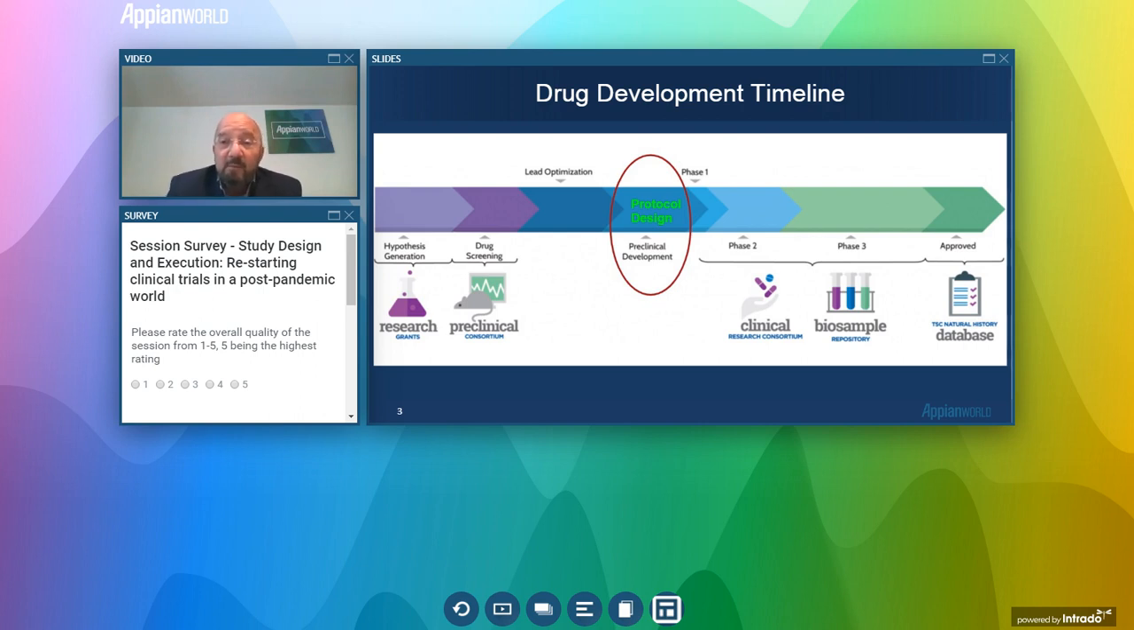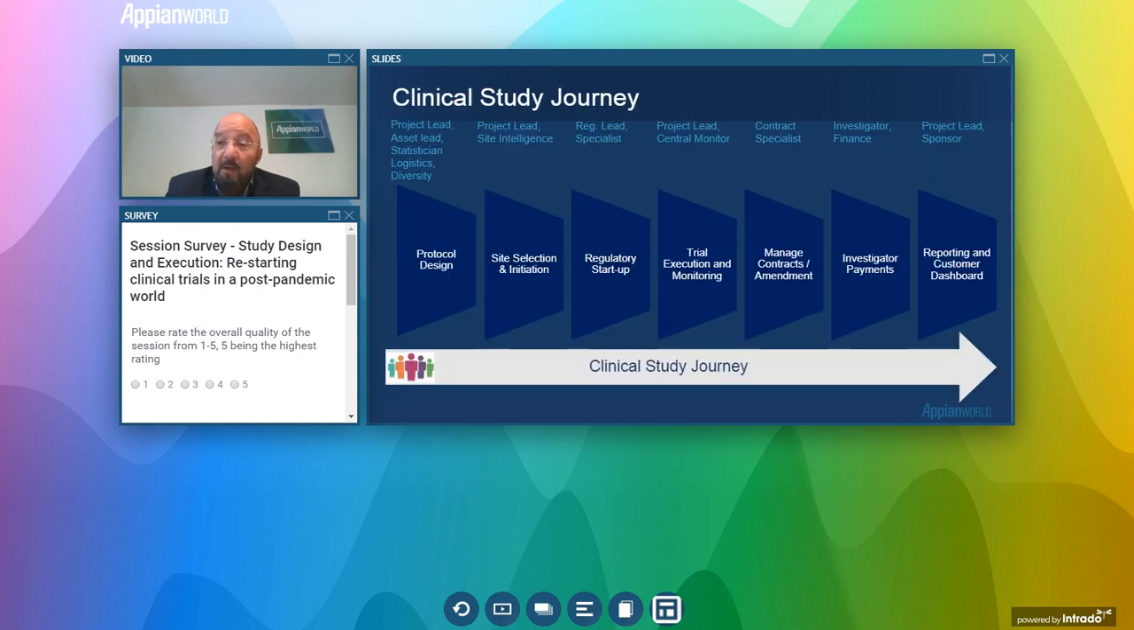The area we're going to focus on right now is protocol design, which then, of course, flows into other parts of the work. As an example, the overall clinical study journey includes multiple steps: protocol design, site selection, initiation, regulatory startup, etc., all the way through the various parts here. Various people get involved in these different parts of the journey. We can see that the project lead, asset lead, statistician, and logistics get involved early on. Then there are handoffs to other folks, and different parts of the organization come in and out and deal with various aspects. You need to be able to build capabilities that manage the data, but also the process.